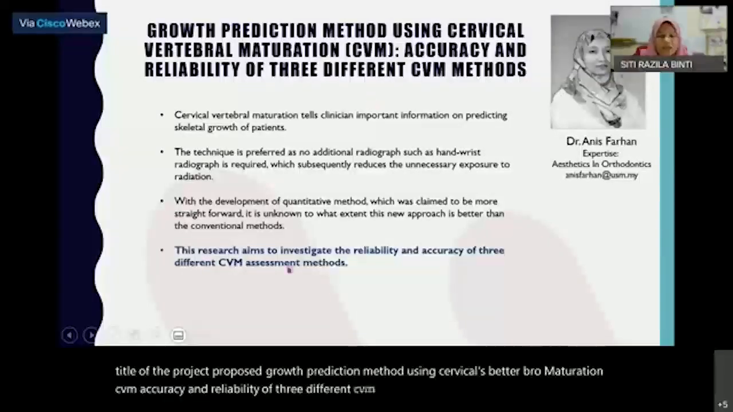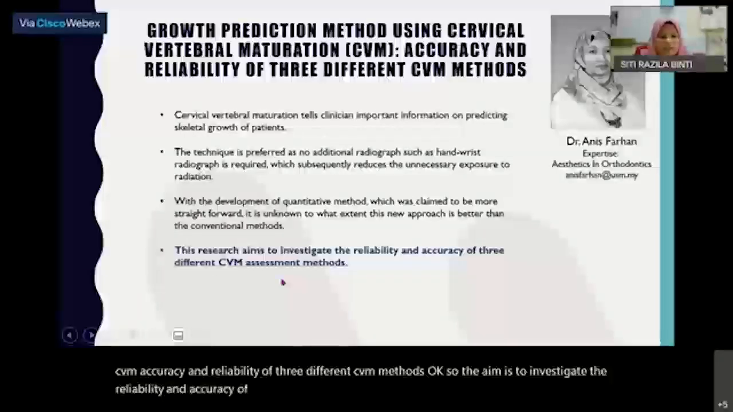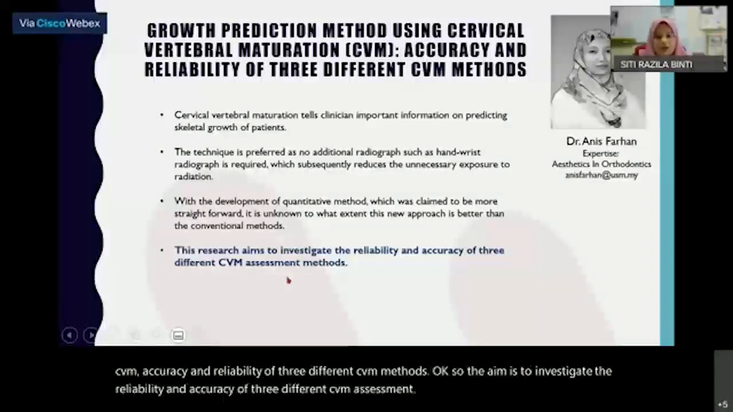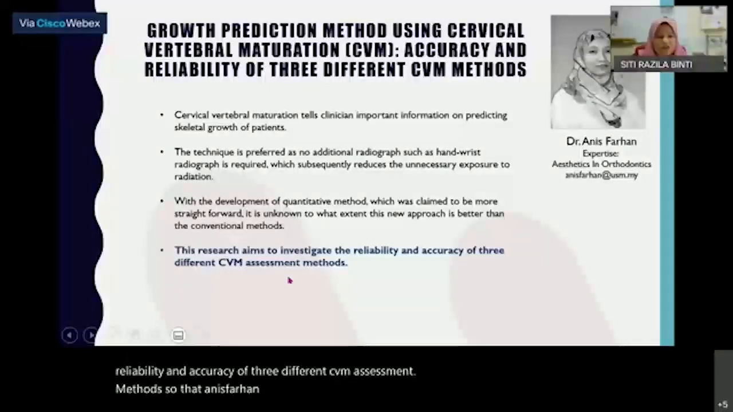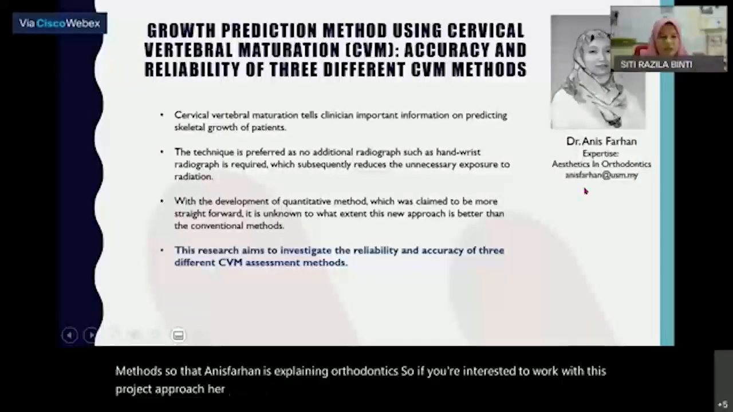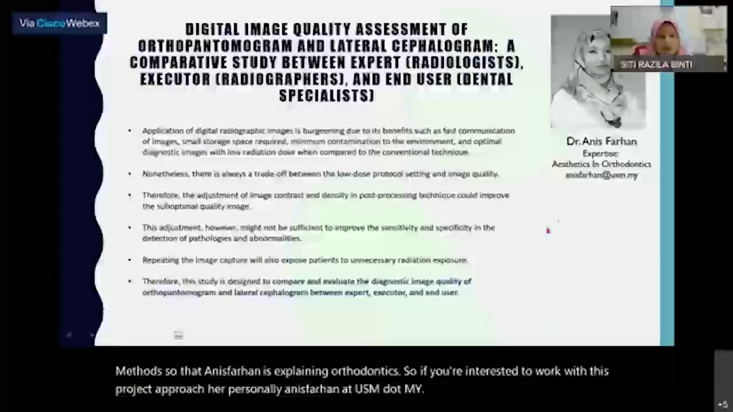Okay, so the aim is to investigate the reliability and accuracy of 3 different CVM assessment methods. Dr. Anis Farhan is an expert in orthodontics. If you're interested to work with this project, approach her personally at anisfarhan@usm.my.